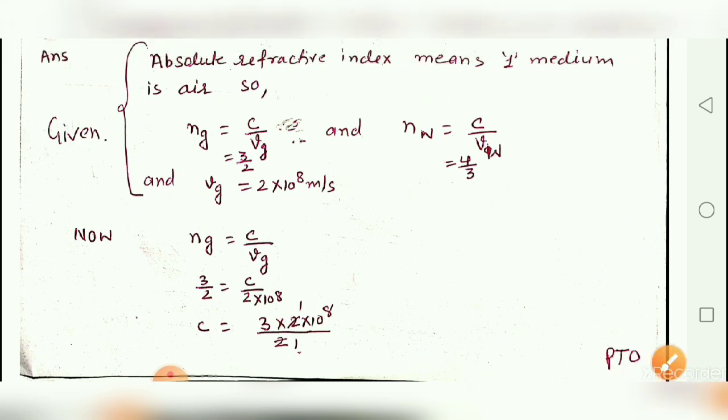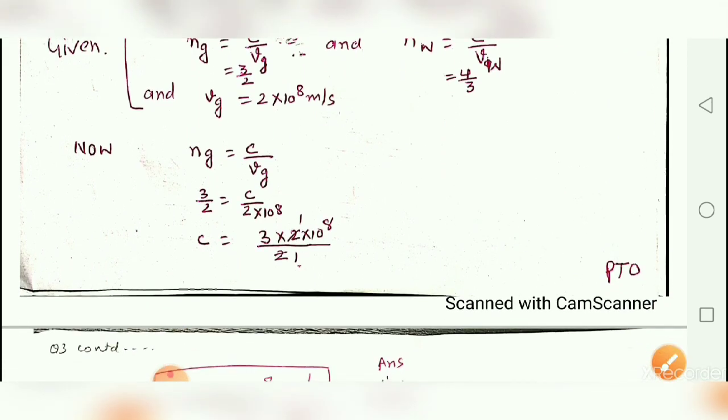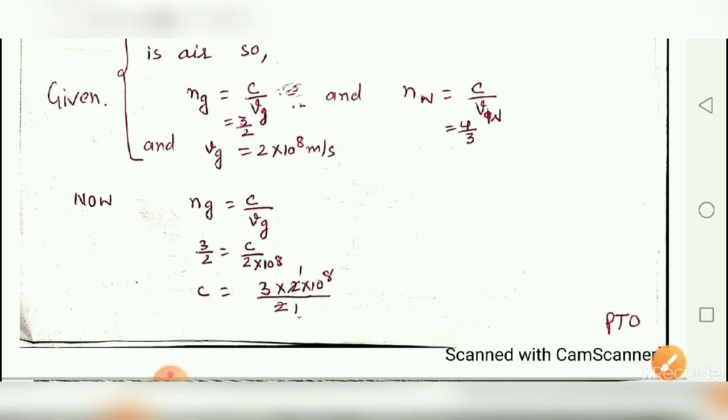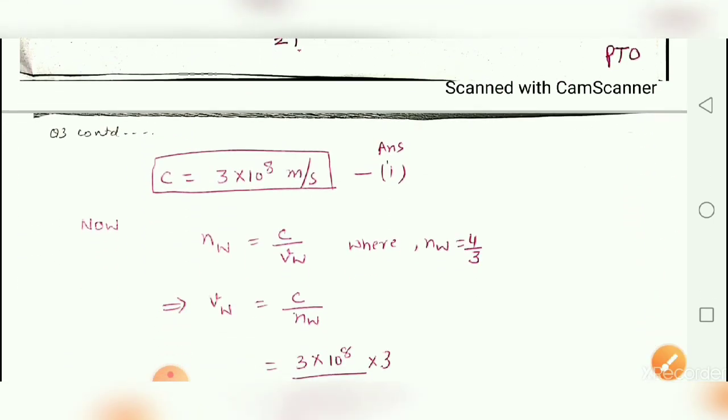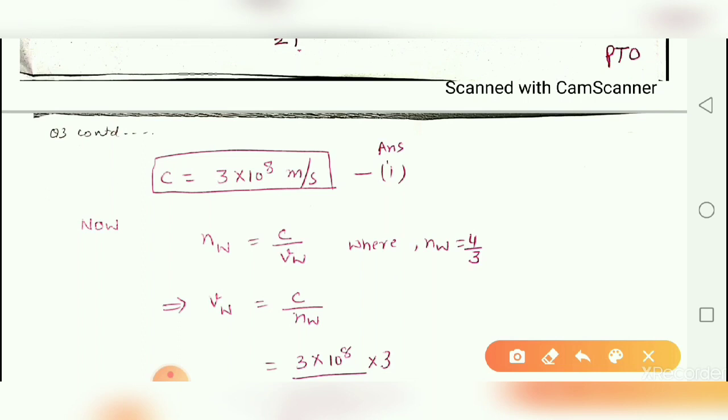Now we have to solve the numerical. We know the refractive index of glass is given by this formula. In this, we will write down the value of the refractive index of glass as 3 upon 2. And by transposition, we can find out the value of C by putting in the other values. So we find C as 3 into 10 raised to the power 8 meter per second.